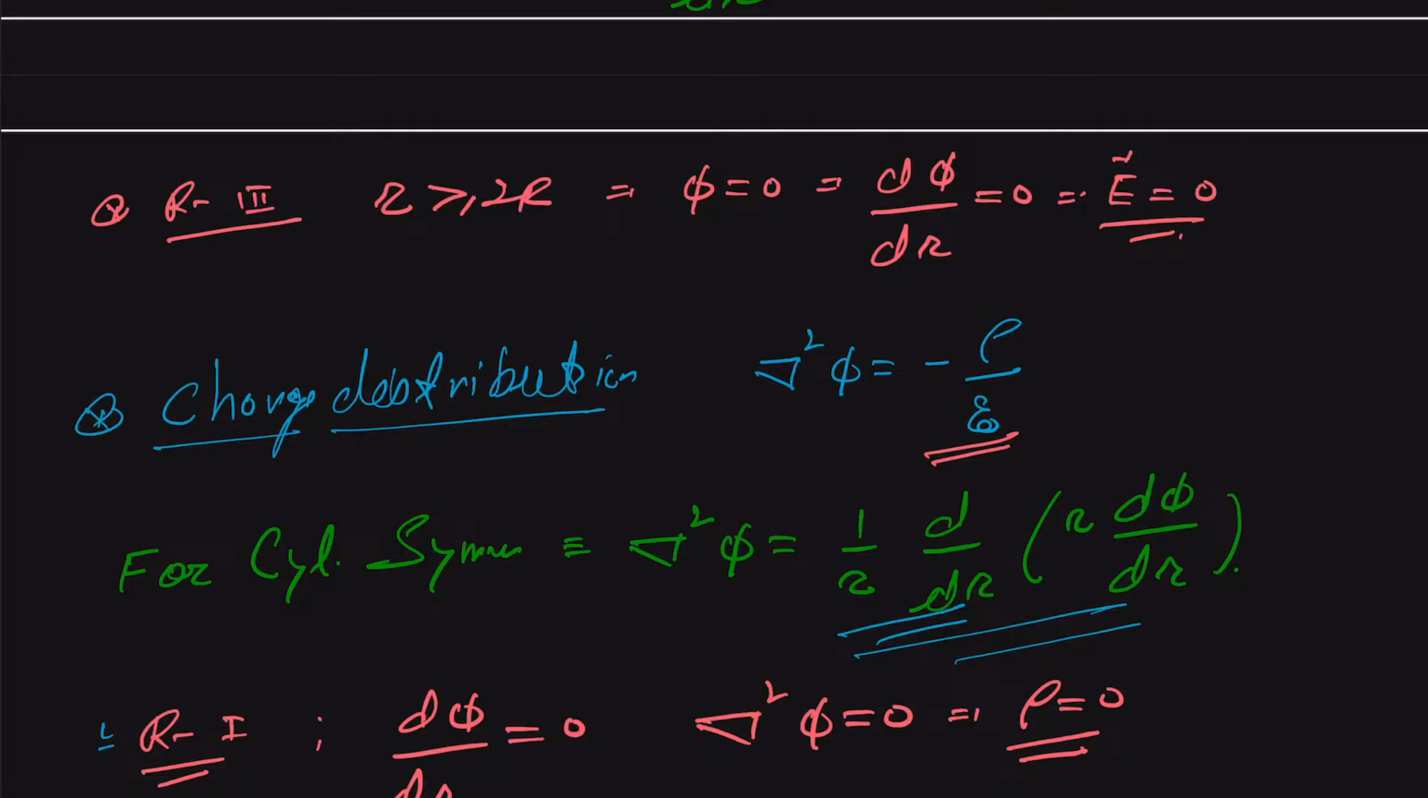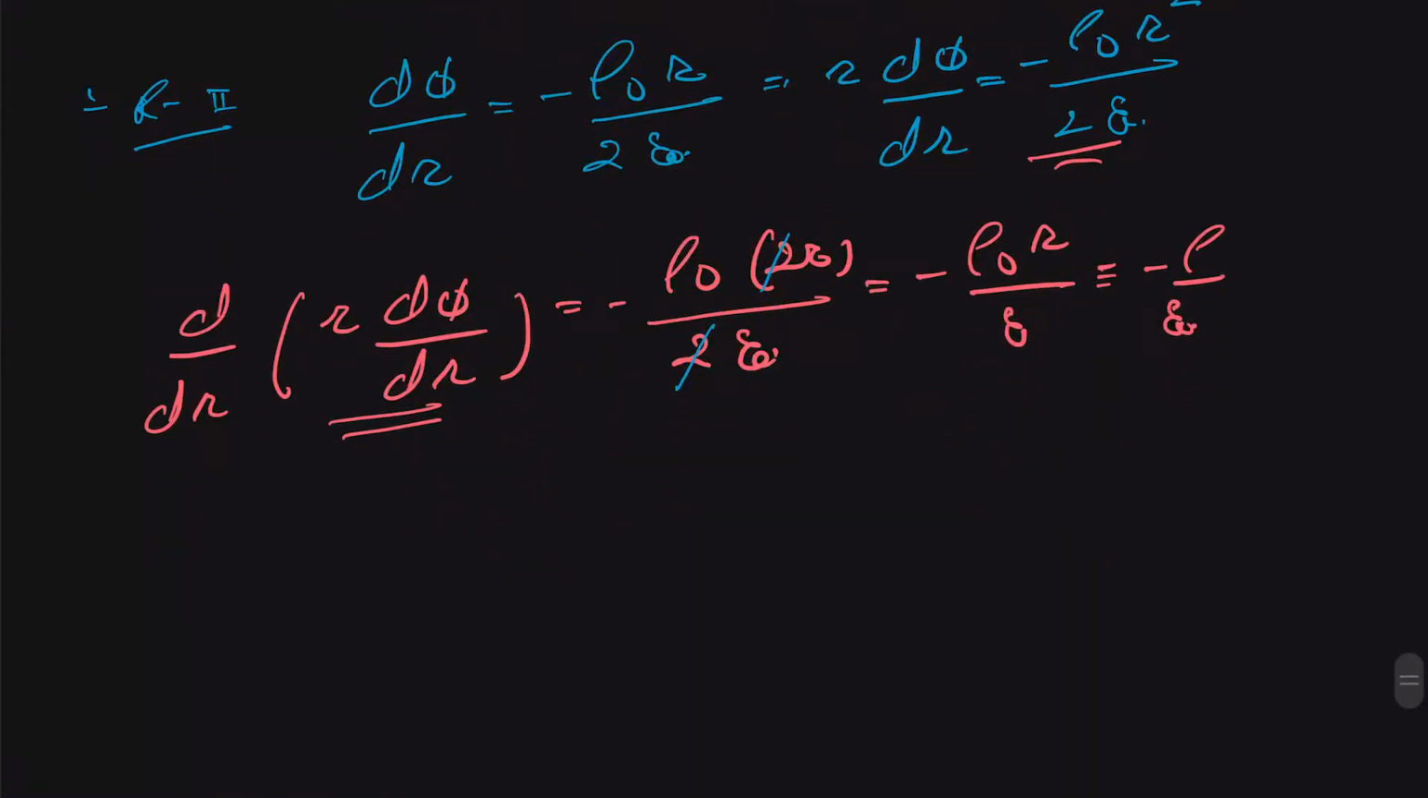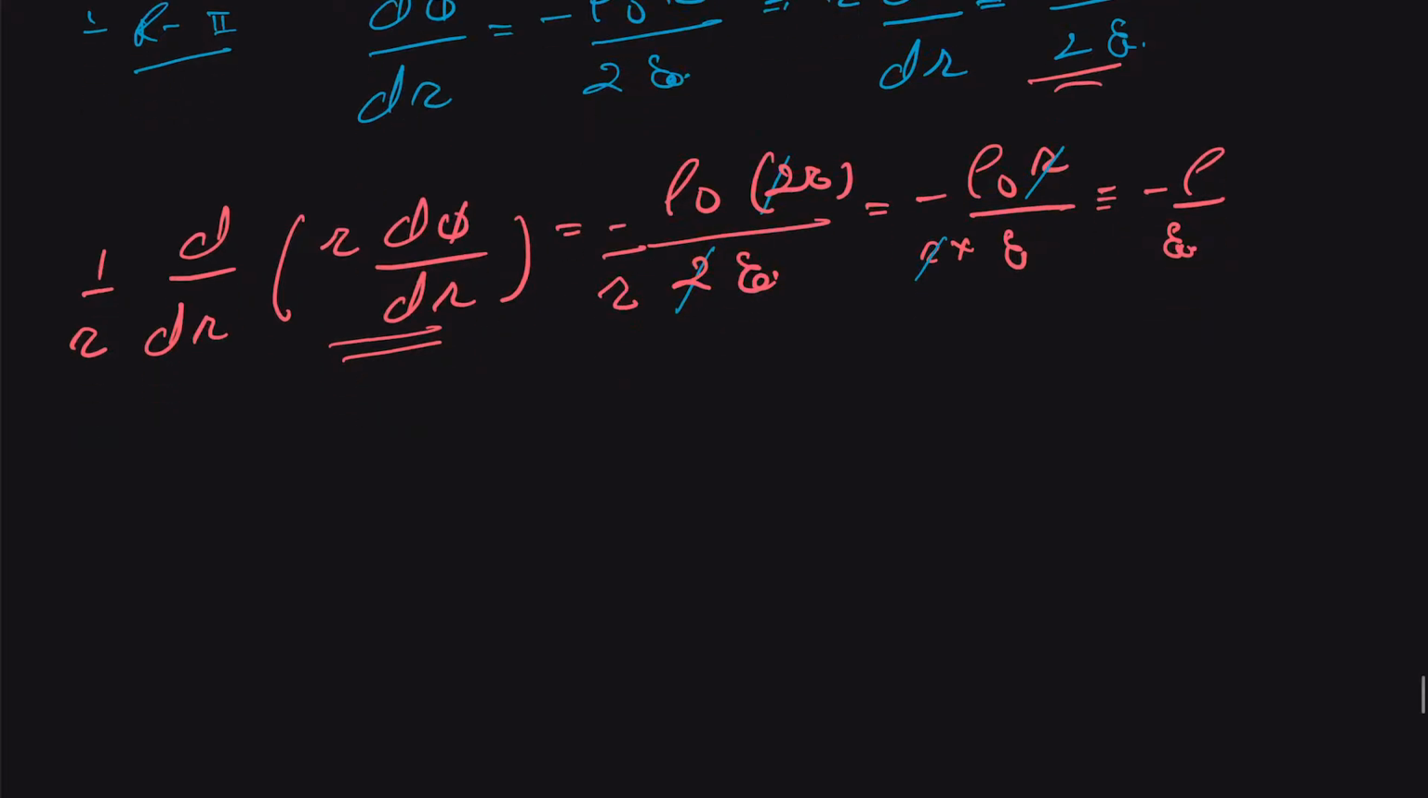Okay, I forgot to add here 1 by r. Okay. So this is r and this is also r, and this r and r is going to cancel out. Now it is correct. Therefore we get from here that our rho is equal to rho naught.